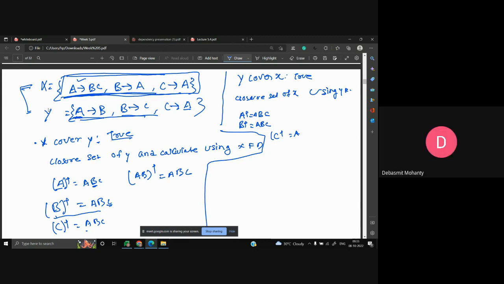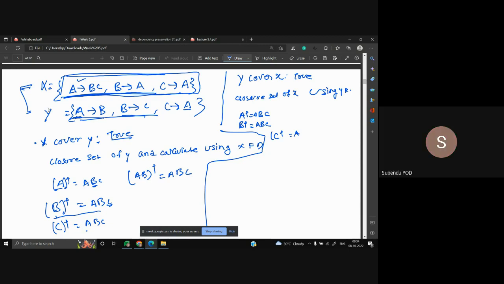So if we apply the transitive property to the first two in Y, A determines B and B determines C, we would get A determines BC, which is equivalent to the first one in the X, right? So that's kind of clear. Then B determines A: if you combine B determines C and C determines A, you also get that. Essentially, using those two axioms, we can clearly see that.